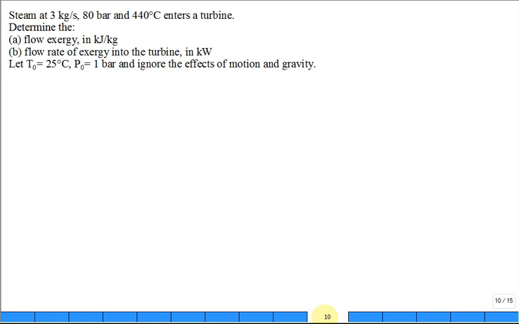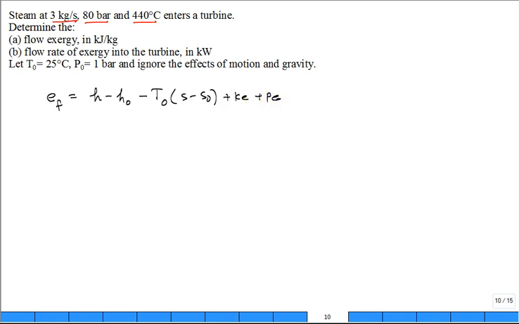Ready to solve a problem? Steam at 3 kilograms per second, 80 bar and 440 degrees C enters the turbine. So this is the temperature of the steam entering, the pressure, and that's the mass flow rate of the steam entering the turbine. Determine the flow exergy. So you want to calculate the property, E sub F. What was the definition of it? h minus h naught minus T naught (s minus s naught) plus KE plus PE.